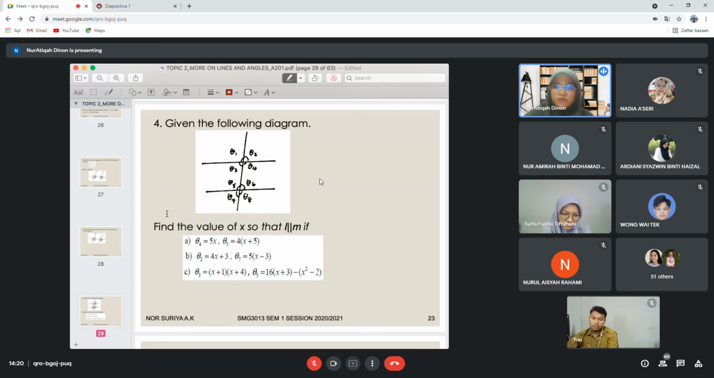From question 4, we have 3 sets. Set A, given theta 4 and theta 5. Set B, theta 2 and theta 7. Set C, theta 3 and theta 5. So you need to find the value of x. So question 4 has 3 different x values.